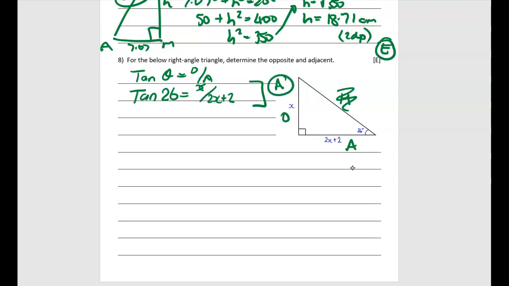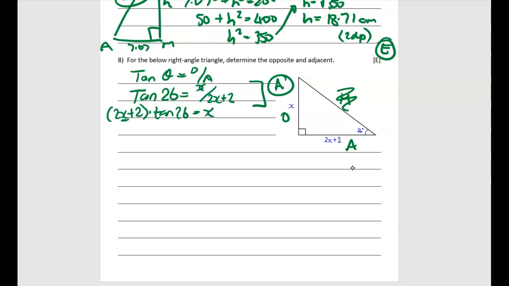If your teacher thought you did pretty good, they might have given you an achieved mark here if you made some silly mistakes along the way, but not guaranteed. We now have to go through and solve. So this part here is division. We move it to the other side as multiplication. So 2x plus 2 times tan 26 is equal to x.